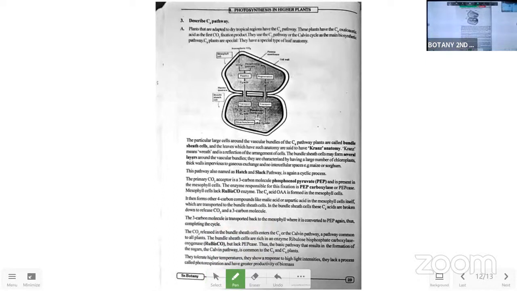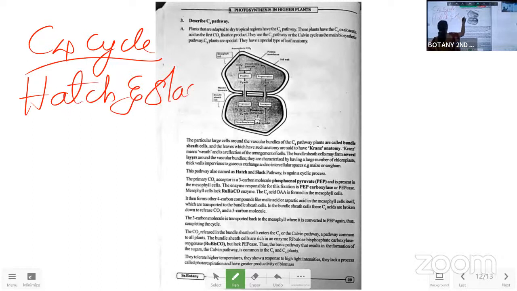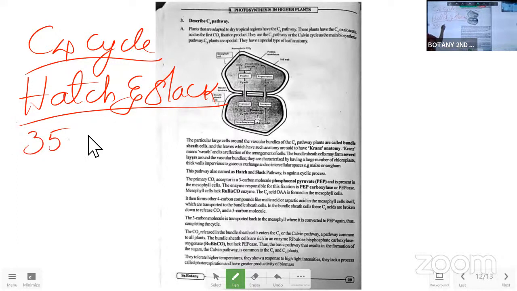The C4 pathway is actually not a pathway, it's a C4 cycle, the Hatch and Slack cycle. The C4 cycle is also called the Hatch and Slack cycle. This is seen in tropical and subtropical plants, which can tolerate temperatures of 35 to 45 degrees centigrade. It can be seen mostly in sugarcane, maize, etc.